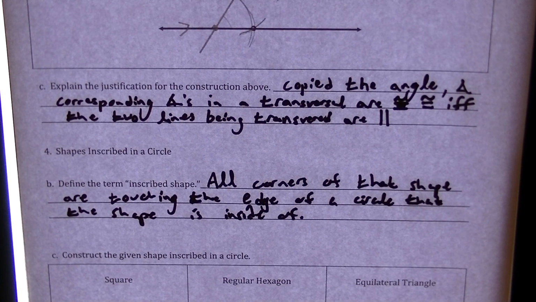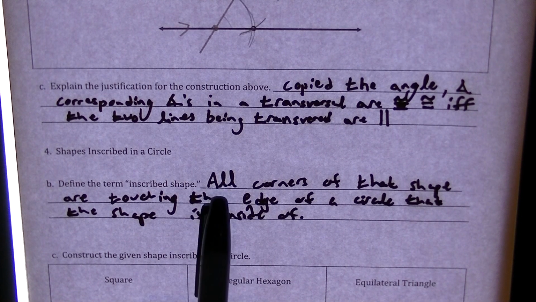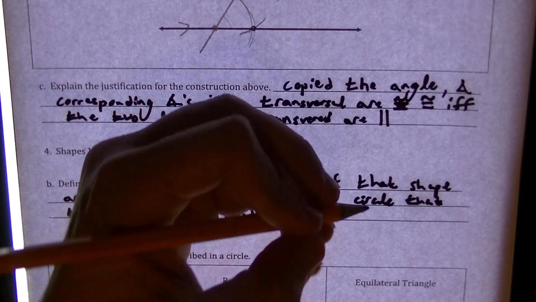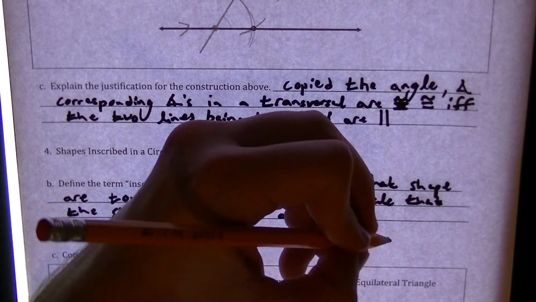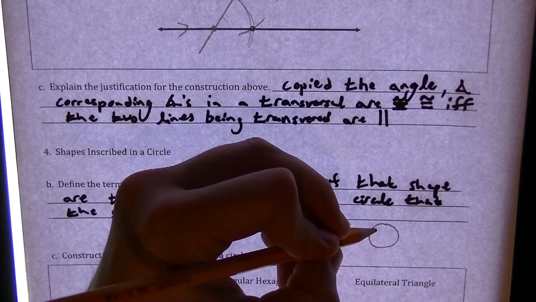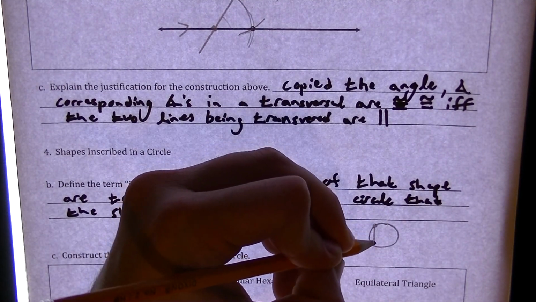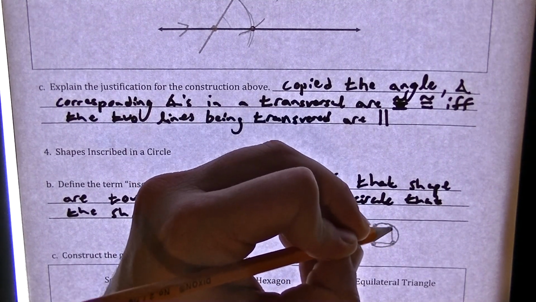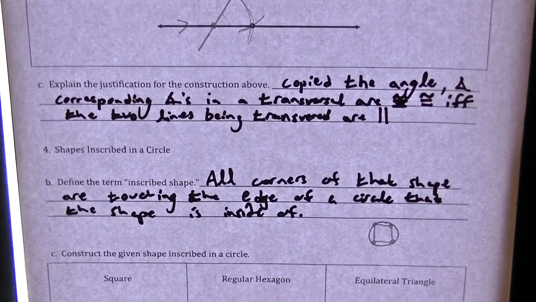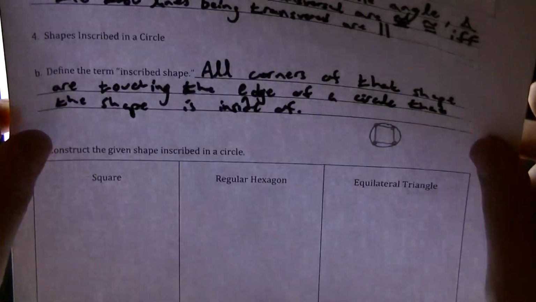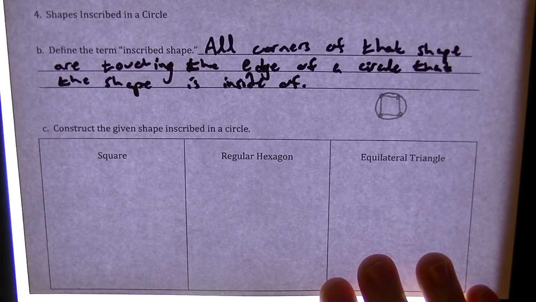Inscribed shapes are shapes such that all the corners of that shape are touching the edge of a circle that the shape is inside of. A quick example of what that looks like, in case that description is kind of weird: here I've got a circle, and an inscribed shape is inside of the circle, and all the corners of that shape are touching the edges of that circle. So this is a square inscribed inside of a circle. Now we're going to see some constructions on how to make these inscribed shapes.